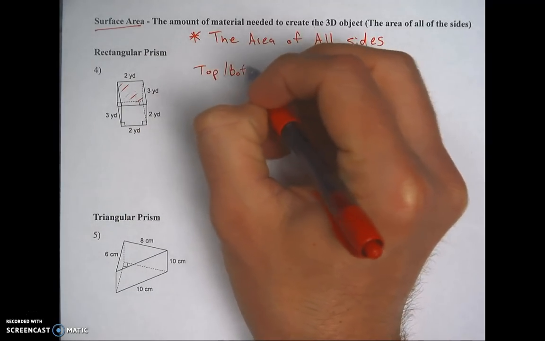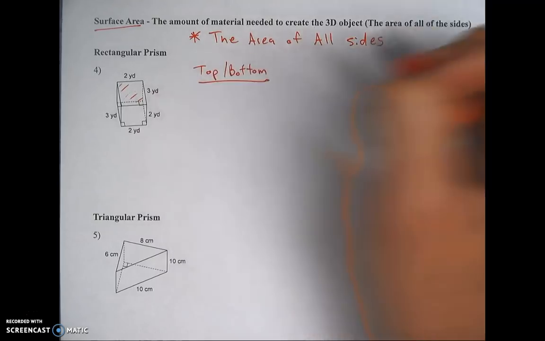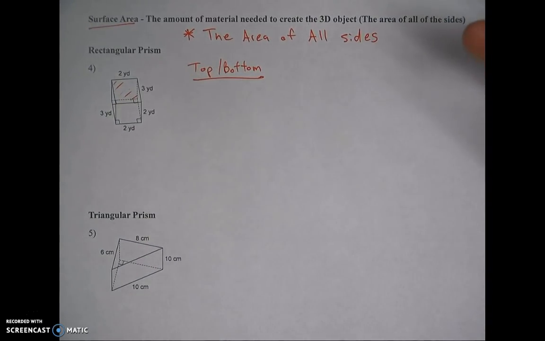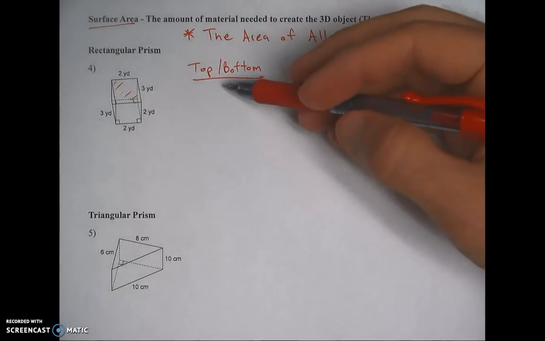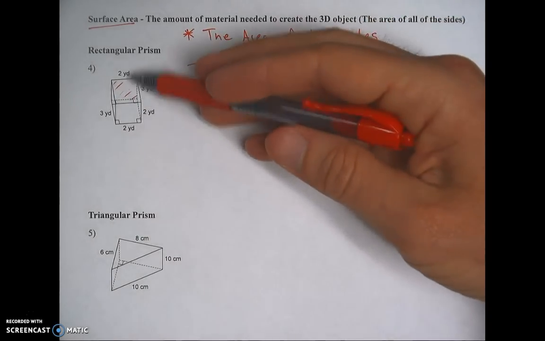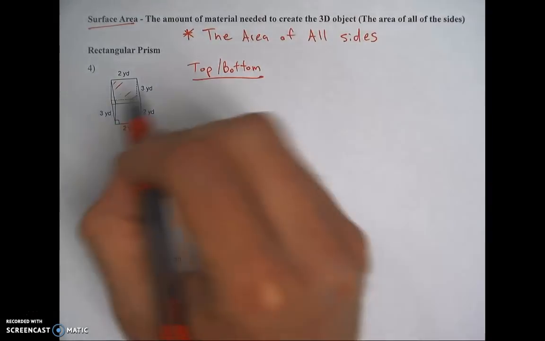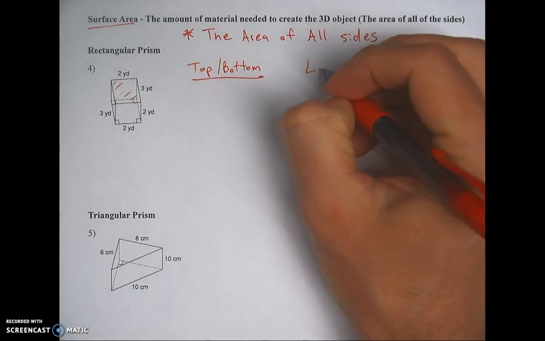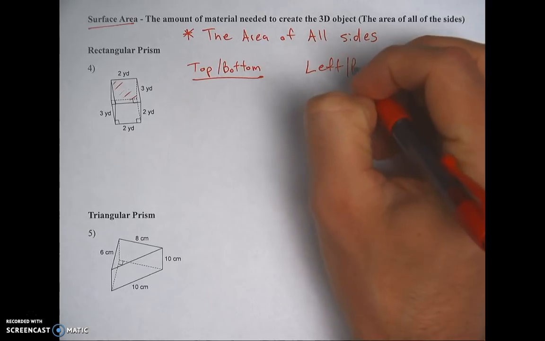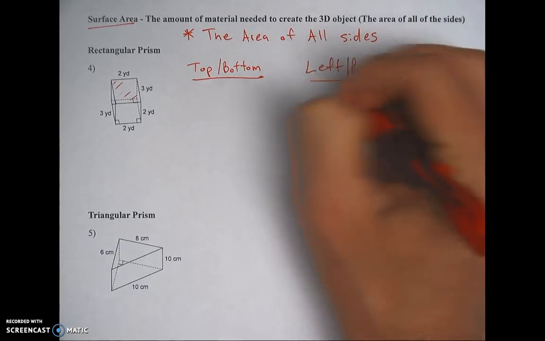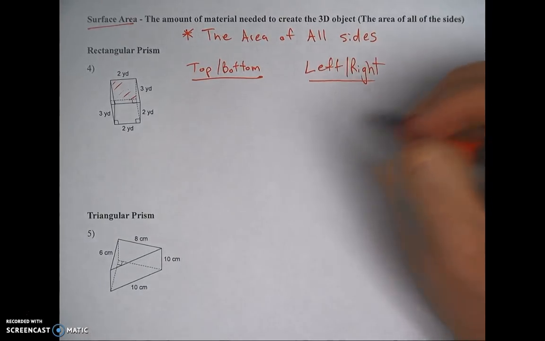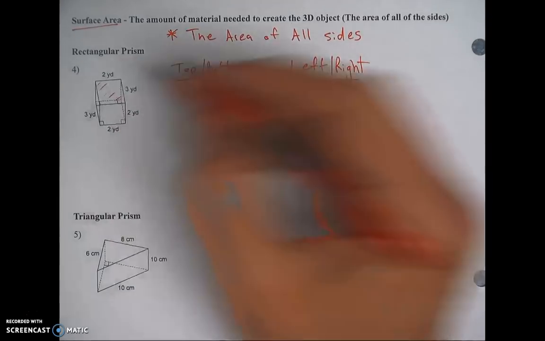So I'm going to label that here. And the most important part of the work today is going to be organizing all of your data and all of your work. Okay, so we're going to show our work for the top and the bottom, finding the area of that shape right there. You've also got the left and the right. I'm going to show the work underneath here. And then you've also got the front and the back.